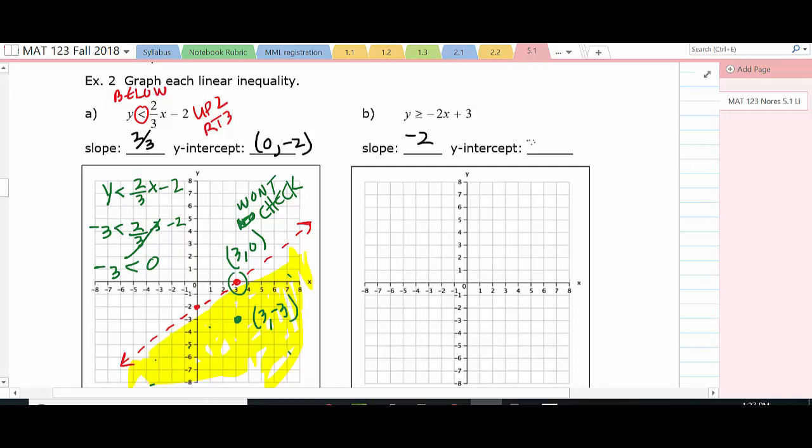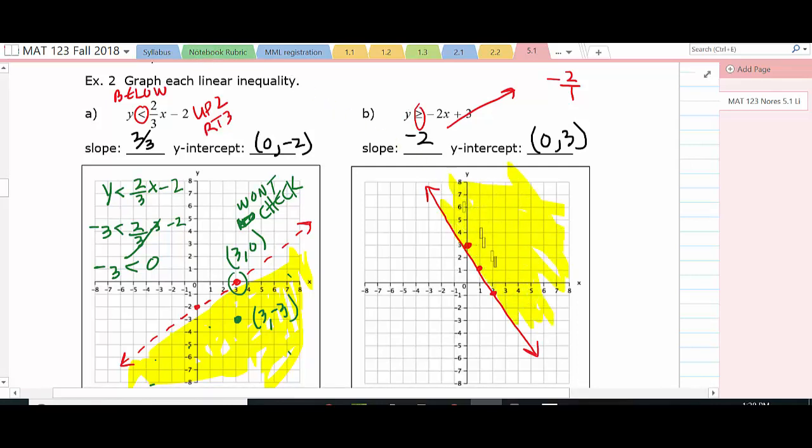Slope is -2. Y-intercept is 0, 3. What do you do with the slope if it's a whole number? Put it over 1, and then you would go down to the right 1 on this one. So rise over run. So go ahead and get it graphed. You would start at the y-intercept at 3, then go down to the right 1, down to the right 1, and do I do solid or dashed on this one? Solid. Good. Do I shade above or below on this one? Above. It's greater than, so I'm going to go above. So I just shade in that region like that.